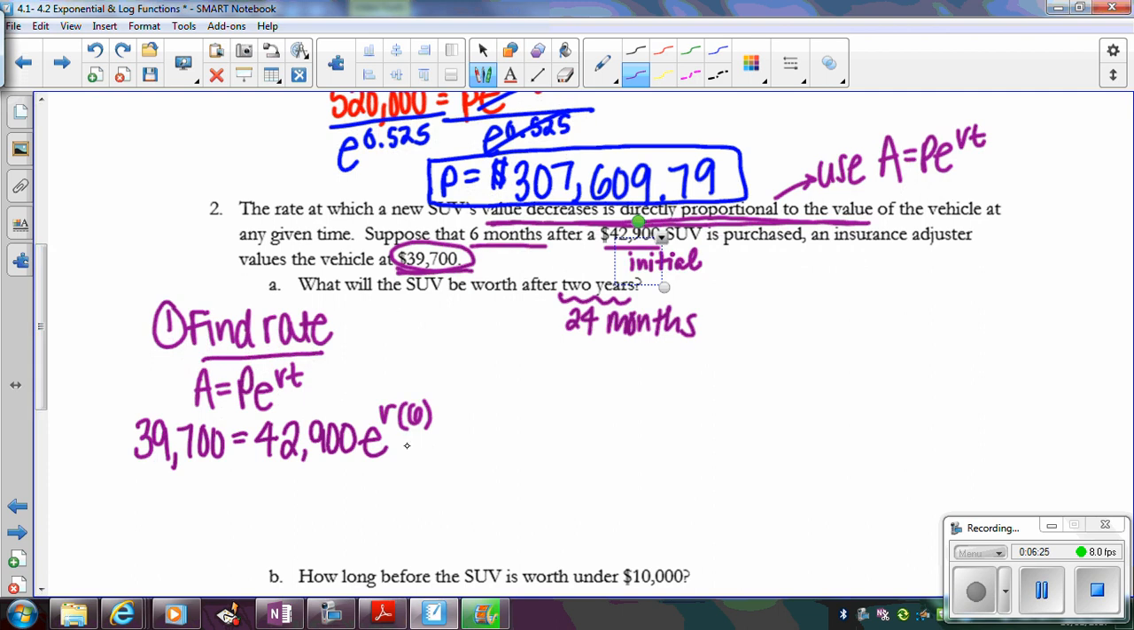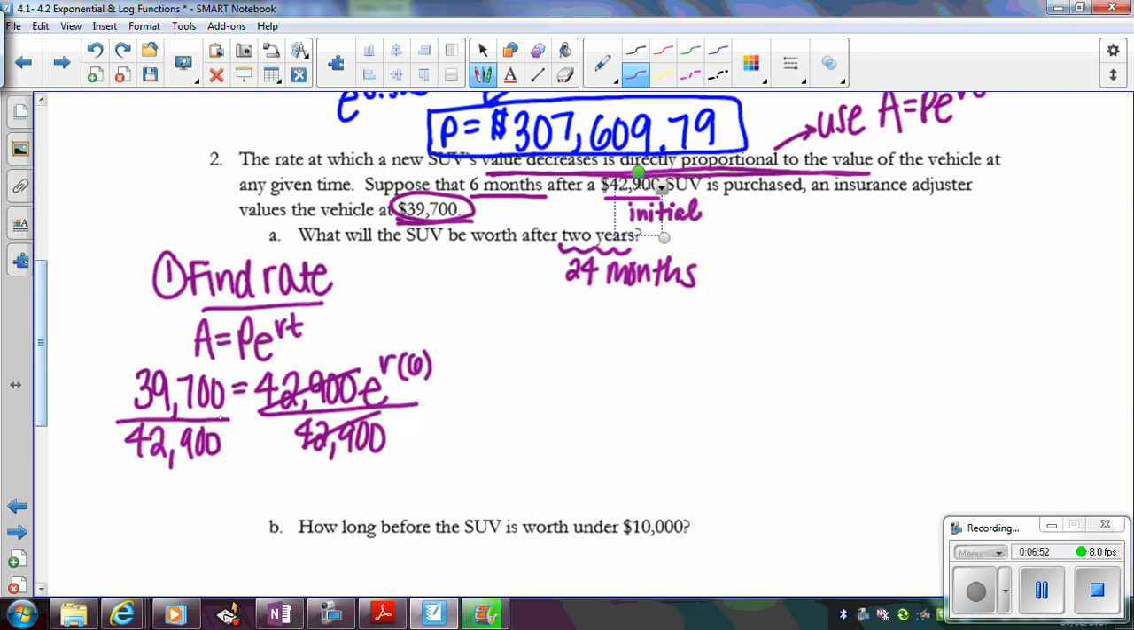Whatever unit you choose, just make sure you're consistent with it. So then from here, what I need to do is get R by itself. Now the difference is R is part of the exponent, so I can't just divide by e to the 6 because the R is attached. So instead, let's work on getting R by itself. I'm going to first divide out this 42,000 so that we can get rid of that. I'm going to leave this as a fraction, so it's going to become 397 over 429 equals e, and I'm going to rewrite that as 6R.